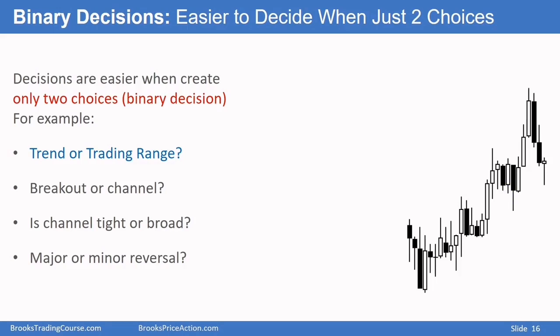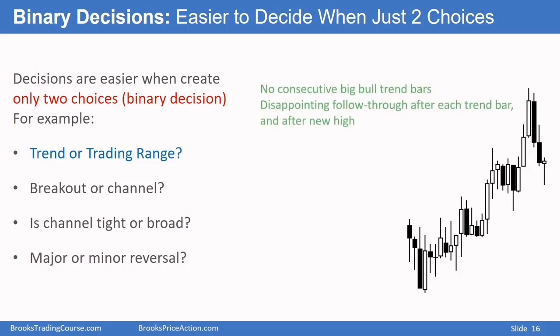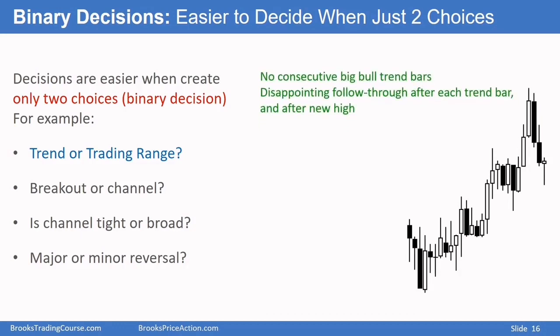Is the channel tight or broad? And we're getting a reversal. Is it minor or major? Bull bars, but not great follow through after bull bars. Where are the consecutive big bull trend bars? That makes this more likely a bull leg and what will end up as a trading range.